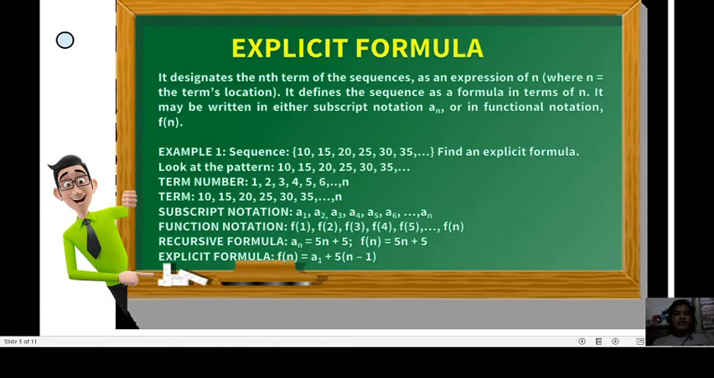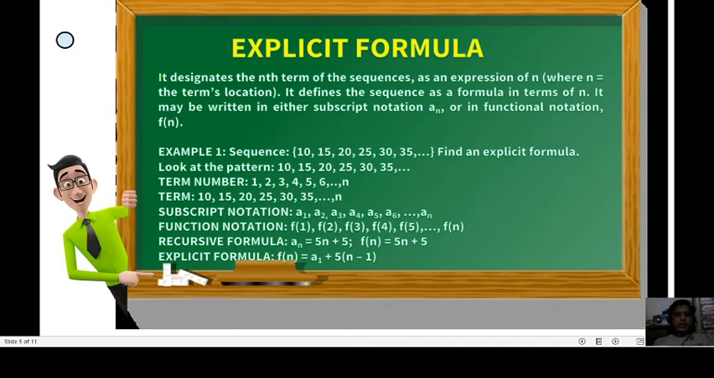How about the explicit formula? It designates the nth term of the sequence as an expression of n, where n is the term's location. It defines the sequence as a formula in terms of n. It may be written in either subscript notation, a sub n, or in functional notation, which is the function of n. Example number 1.